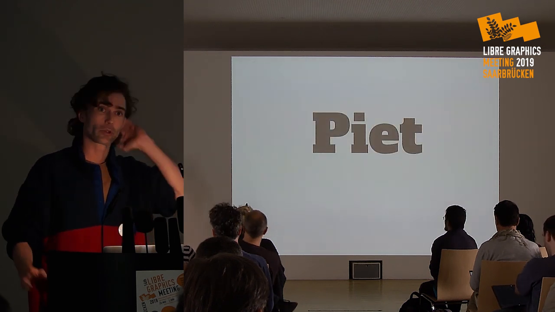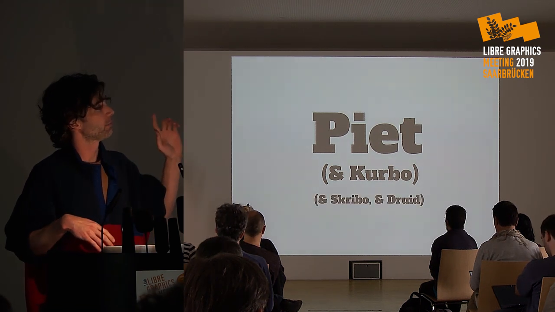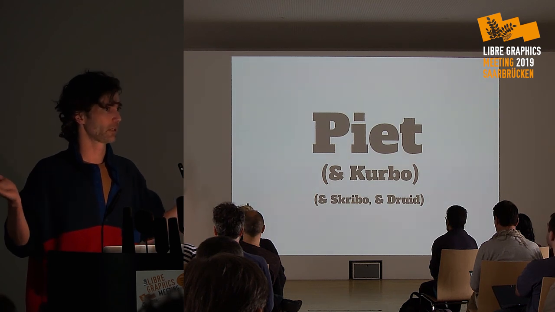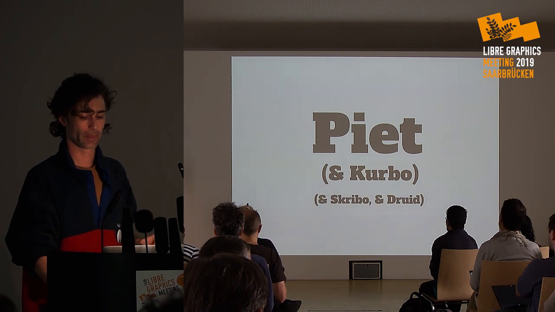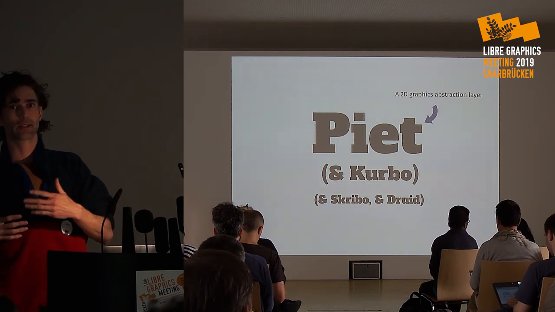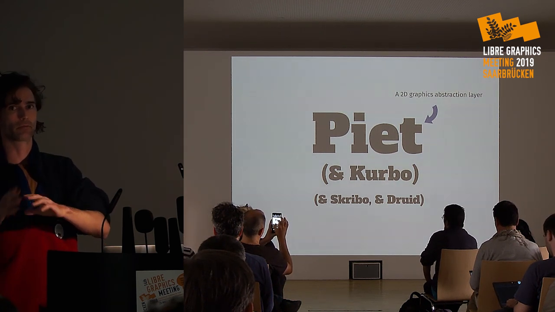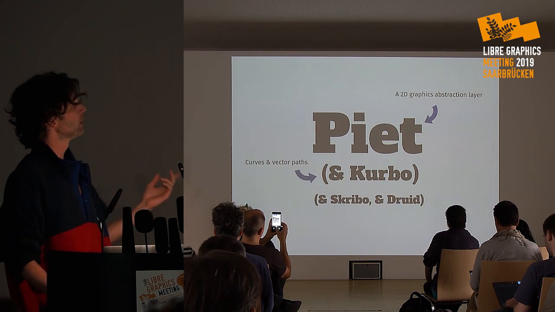I guess now we should actually talk more concretely about the stuff that's been worked on. Piet is a new, so a crate is a library in Rust, but these are four libraries. Piet is a 2D graphics abstraction layer. That is, it provides a simple API where you have a render context, which is something that draws things, and that can be implemented by various backends.